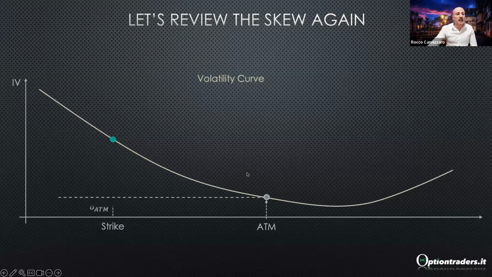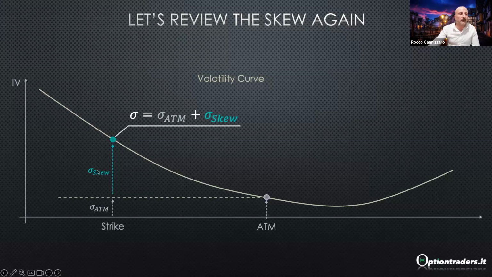Now we can decompose the entire volatility of the option that I'm buying, of this particular strike, as if it was made of two pieces. A piece which is the volatility at the money, and a second piece which I'm going to call the skew volatility. This is an additional increased volatility which is due to the fact that there is skew in my option, and so the total volatility is obviously the sum of these two terms.